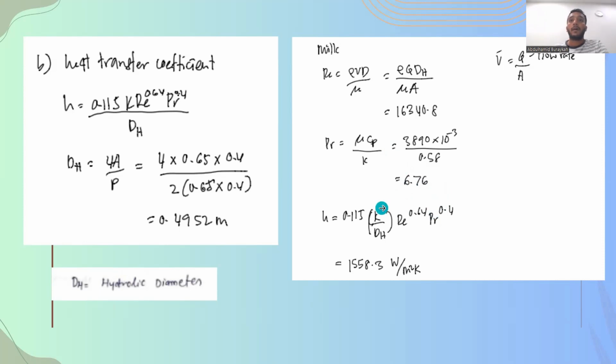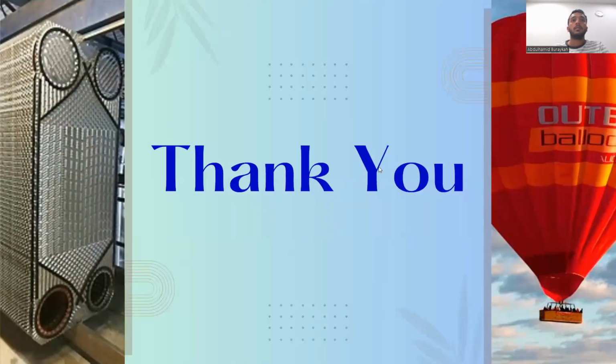Then for the Reynolds number, we will apply the equation to get it. Reynolds number is 16,340, and the Prandtl number equation is as follows. Then we will get it equal to 1,585.5. Okay, next. That's all from us, and thank you so much.